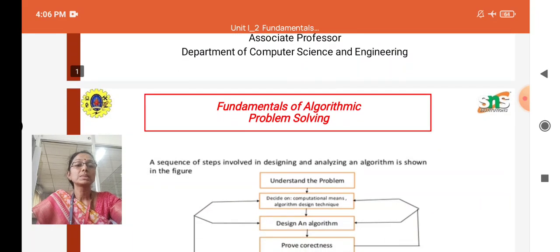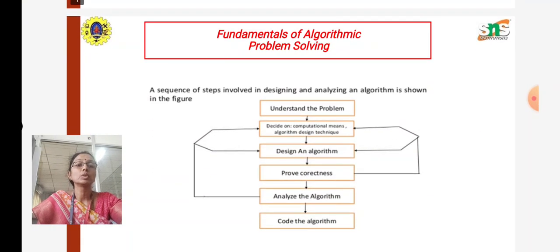So first we will see what fundamental algorithmic problem solving is. It consists of a 6-step process. In the fundamentals of problem solving, first we have to understand the problem, and based upon that understanding, we have to make decisions on the particular problem based on some factors. After that, we have to design an algorithm and prove the correctness of the algorithm. After proving the correctness, we have to analyze the algorithm, and finally we code the algorithm. These are the 6 fundamental aspects of any problem solving technique.